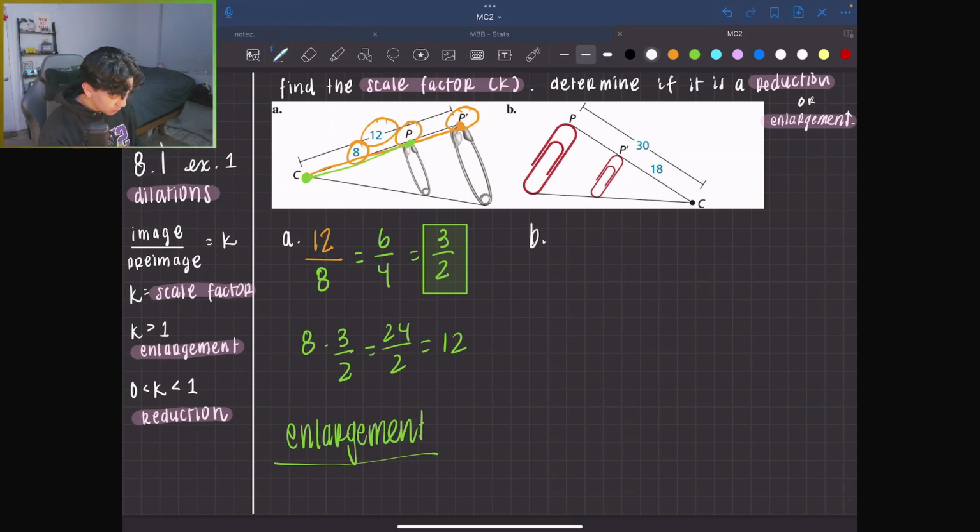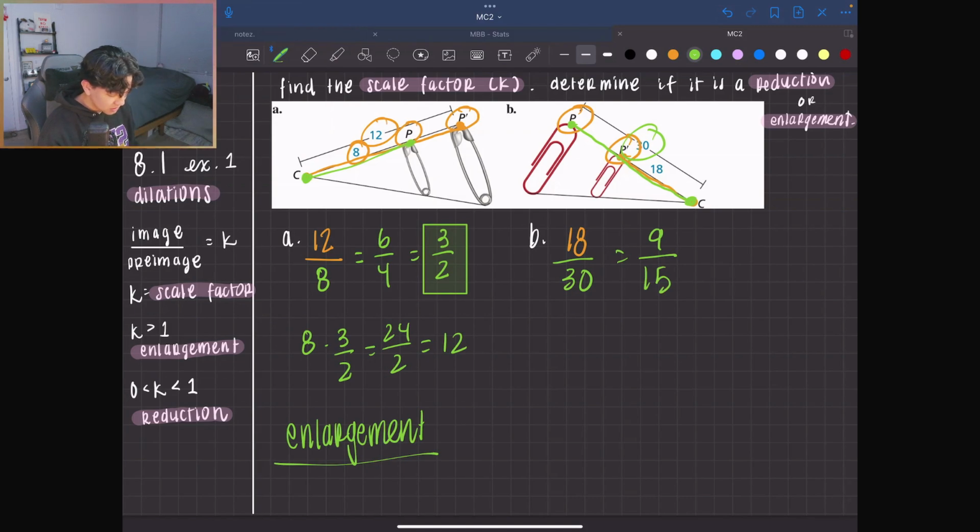We notice here again, we want to find out what the scale factor is. Let's go find out what our image is and what our pre-image is. Our image is going to be P prime right over here, and our pre-image is just going to be our regular P. So our image is from the point C all the way to P prime, which is 18. And then our pre-image is from C all the way up to point P, which is going to be 30. Let's go ahead and reduce this fraction to 9/15.